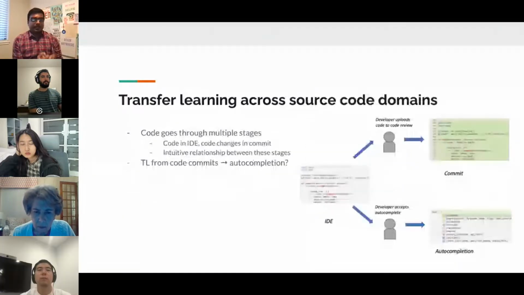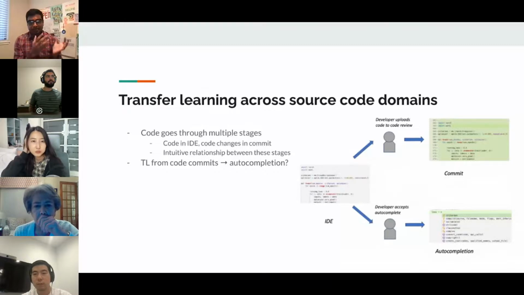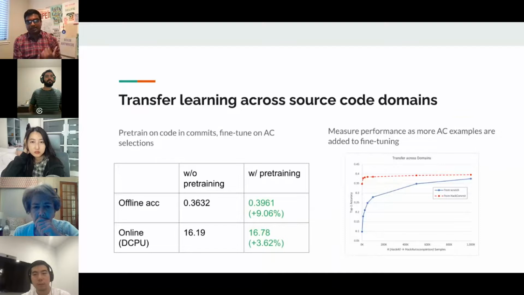Now, looking at the second question, can we transfer learn across source code domains? Here, code goes through various stages, like I mentioned. It could be present in the IDE, where the developer is actively editing it, and it could also be present in a commit that the developer has made after typing the code. And there is an intuitive relationship between code as it goes through these various stages, right? So here, can we transfer learn from commits and power an auto-completion model? And this would entail pre-training this kind of an auto-completion model on code that's present in commits and fine-tuning it on auto-completion selections if they are available. Otherwise, we essentially just use the pre-trained model itself.